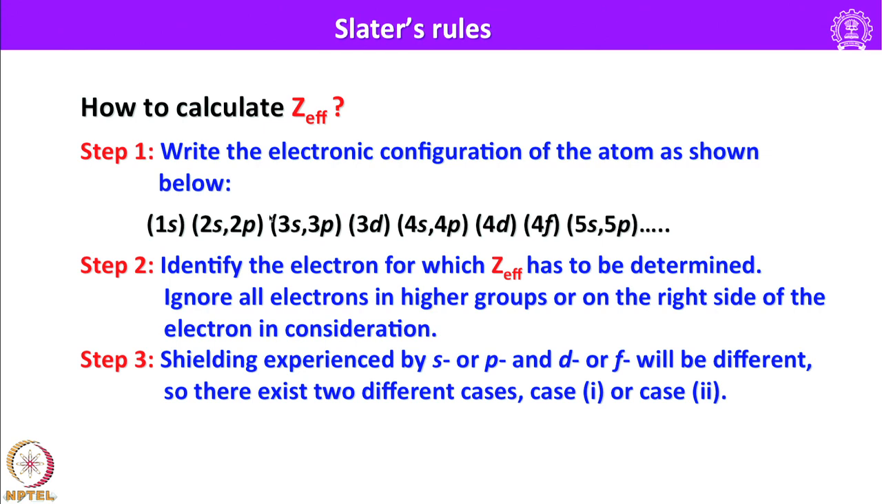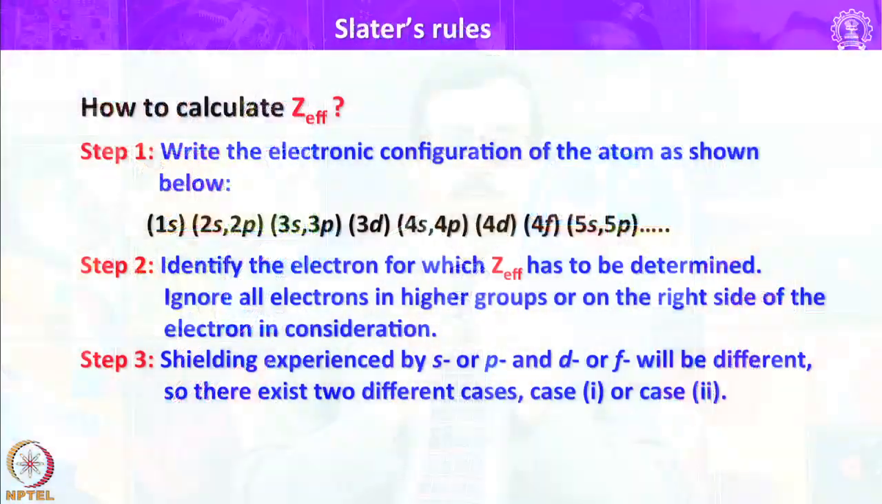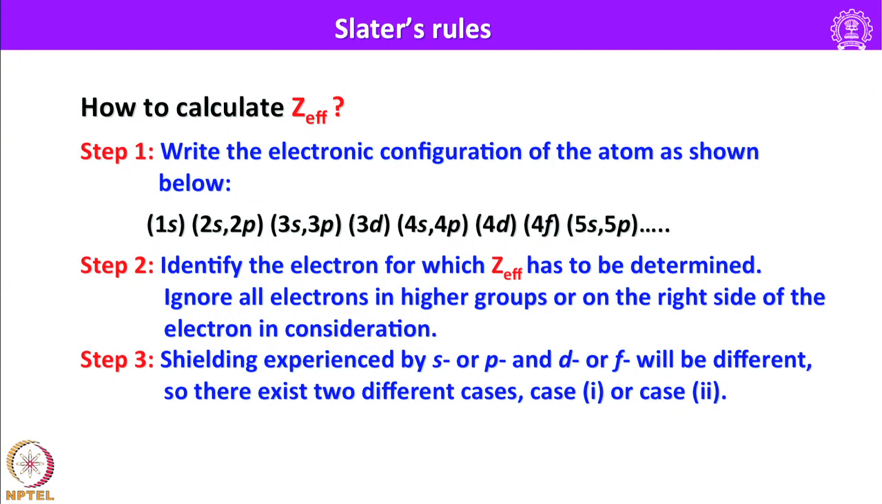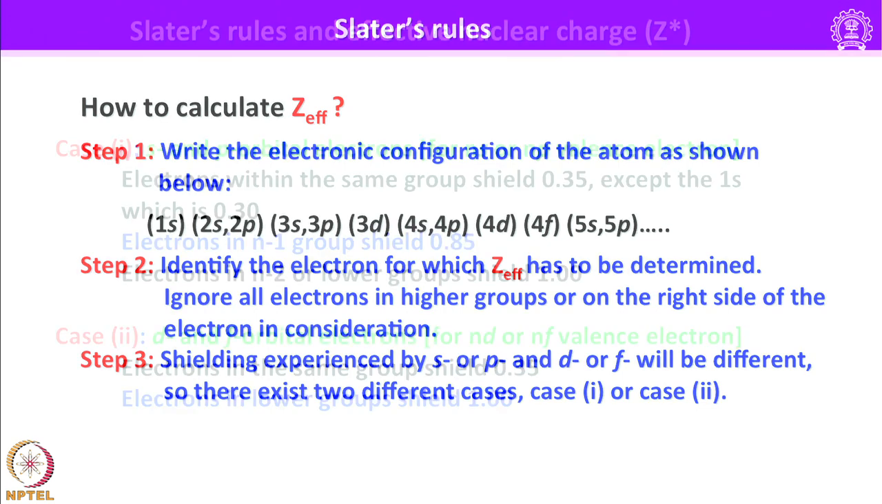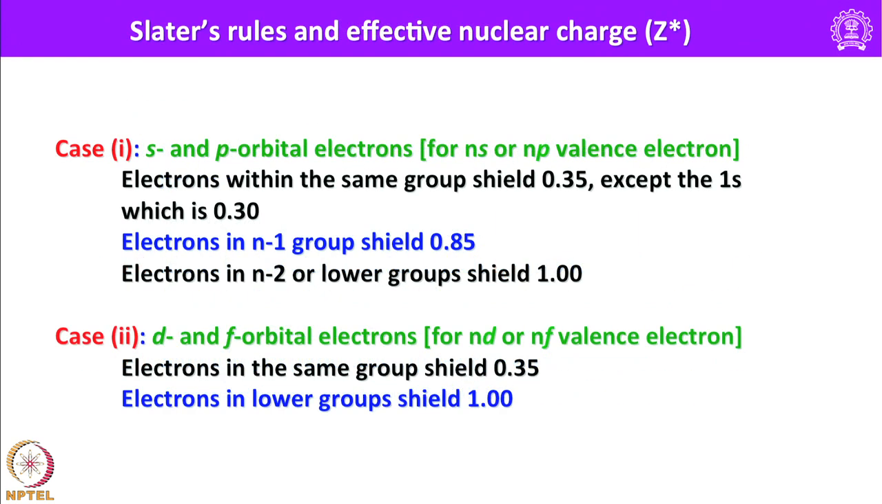It has some significance. Step 2 is to identify the electron for which Z effective has to be determined, and ignore all electrons in higher groups or on the right side of the electron in consideration, because whatever electrons we have on the right side are not coming in between the nucleus and the electron we are considering. And third step is, shielding experienced by S or P and D or F will be very different. So, that means there exist 2 different cases. We call them case 1 and case 2.